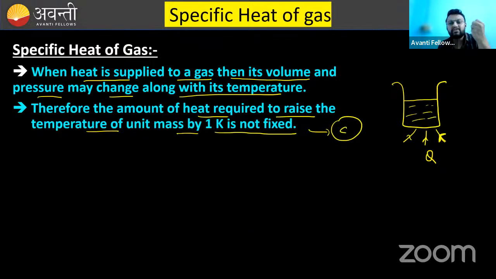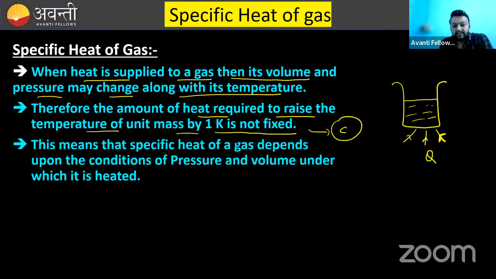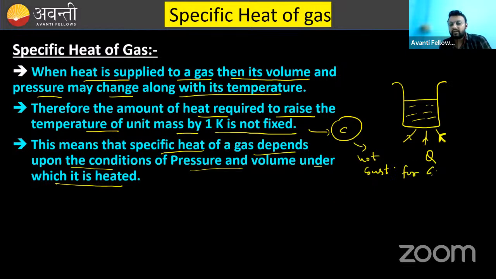So specific heat of a gas is not a constant number. This means that specific heat of a gas depends on the conditions of pressure and volume under which it is heated. And this means C is not constant for gases. Now, till now, what we have seen is that for most solids and liquids, specific heat capacity is constant. But for gases, it is not constant. That's what we have discussed.